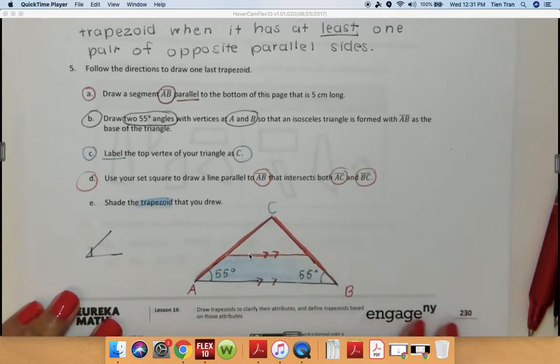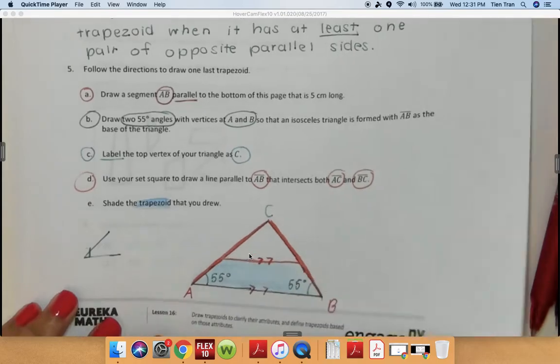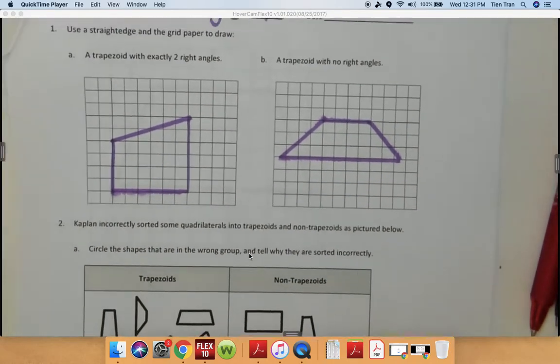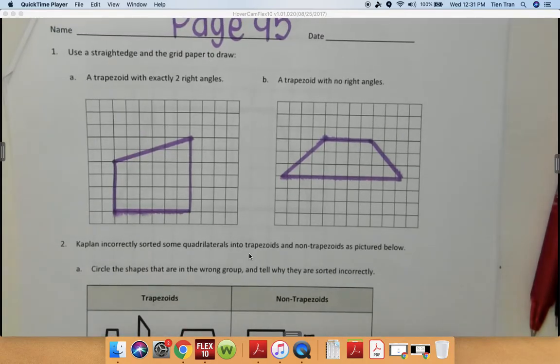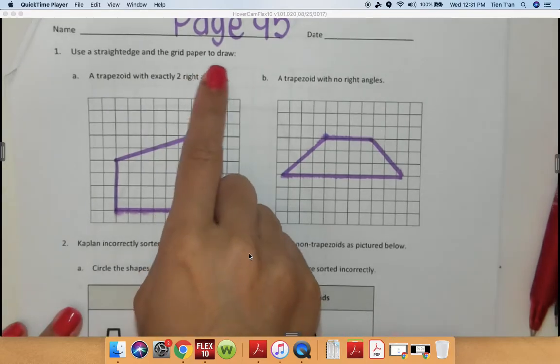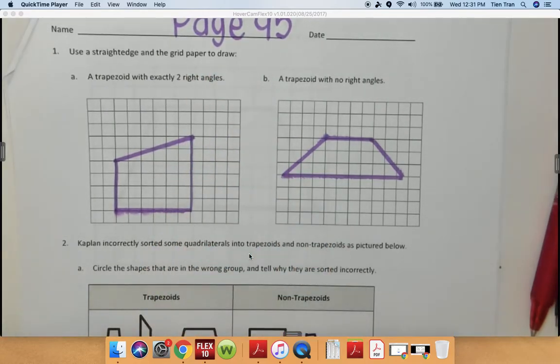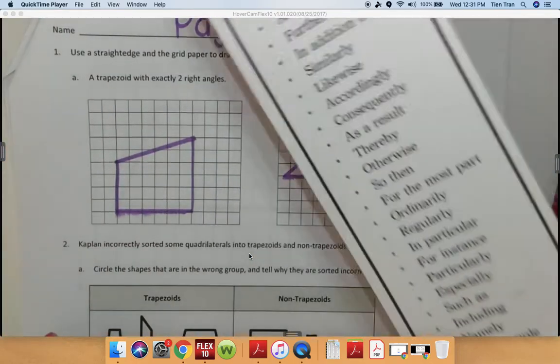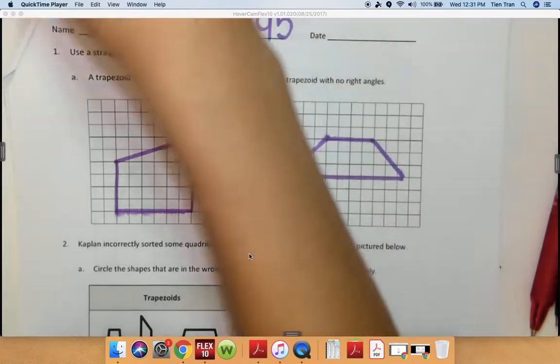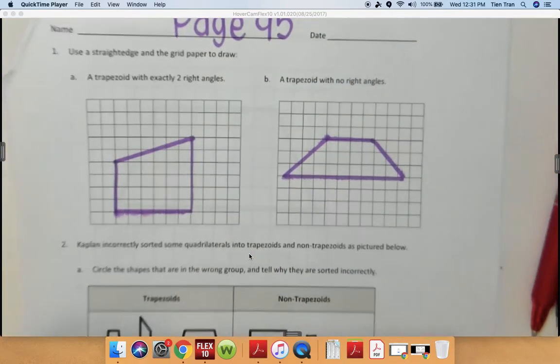And that's all you're doing for page 94. I'm going to move on to the next page. We are on page 95. And on page 95, it asks me to use a straight edge and the grid paper to draw. I know you guys don't have a straight ruler. If you don't have one, you can use a piece of paper. I was using my bookmarker. So I drew my lines already so you guys can kind of see.